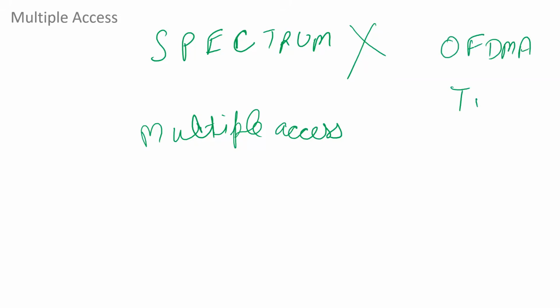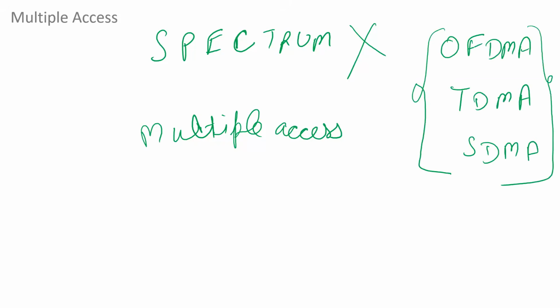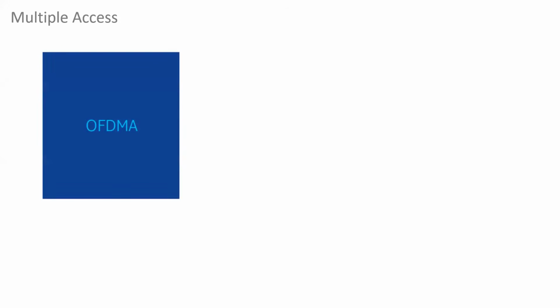Second one is TDMA. And third one is SDMA. So in case of 5G, all these access techniques are used to have an efficient transmission between UE and the BTS, or you can say gNodeB. So the first access scheme is OFDMA.